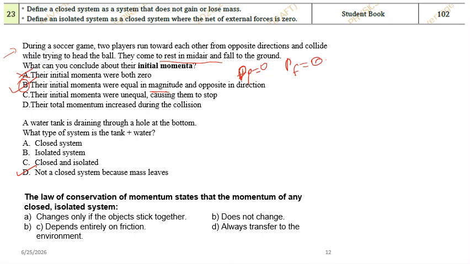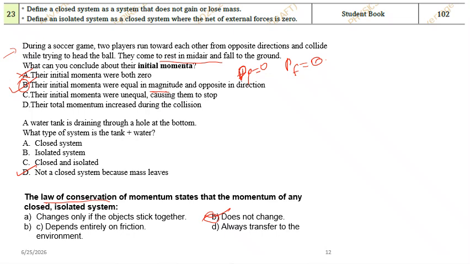The law of conservation of momentum states that the momentum of any closed isolated system... conservation will be applied only to an isolated closed system. Any closed isolated system changes only if objects strike together? No, it does not change momentum. They are asking about the law of conservation of momentum. Does it depend entirely on the frictional environment, always transferring? No. So which one will it be? B will be the correct answer. Transfer to the environment? No.